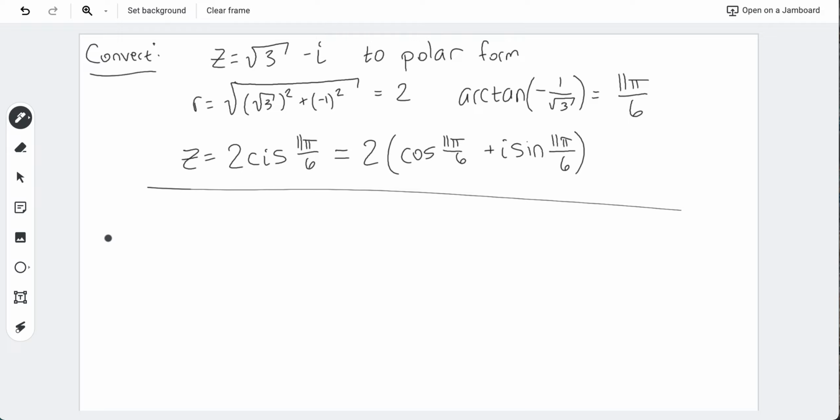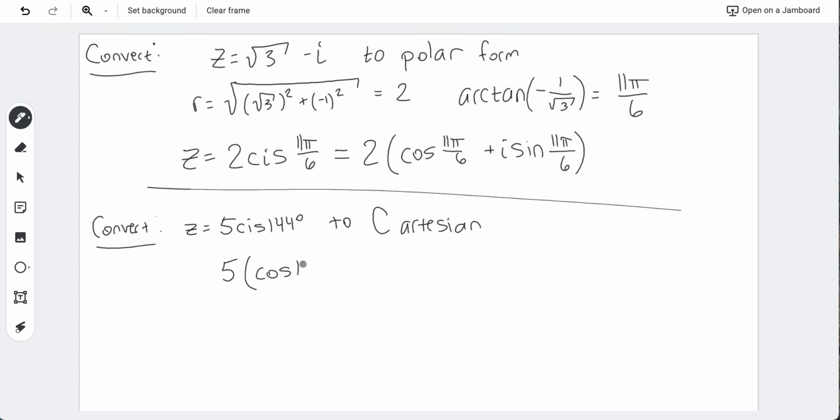So let's say this time instead we want to convert z equals 5 cis 144 degrees to Cartesian. And I'm using this Cartesian term kind of loosely. I just mean a plus bi form, rectangular coordinates. So when I do this, here we just expand this and say, well, this is just 5 times cosine of 144 degrees plus i sine of 144 degrees.